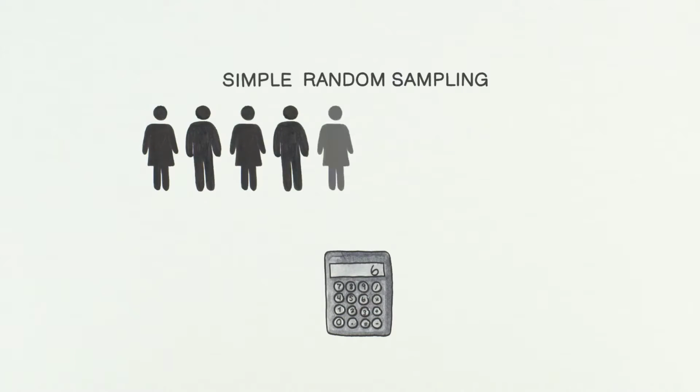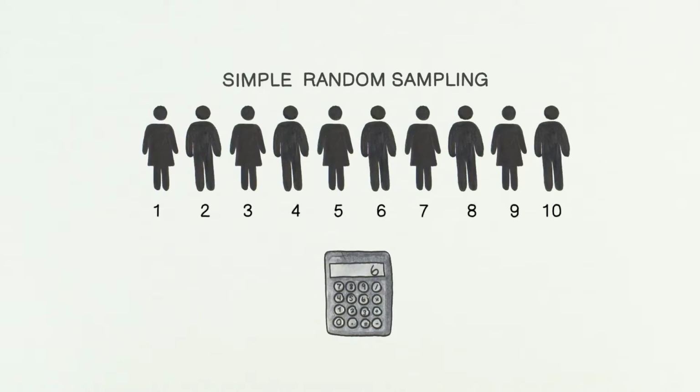One way this can be done is to assign a unique number to every member of the source population, and then randomly select one member at a time by matching a randomly generated number to the member with that assigned number. This is done until the number of desired subjects is sampled.